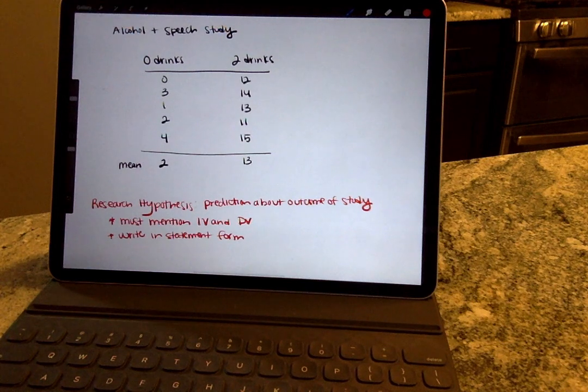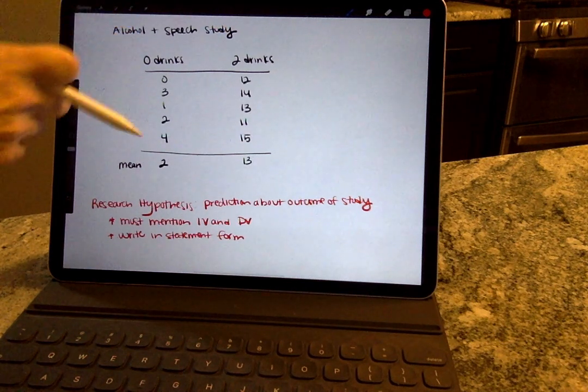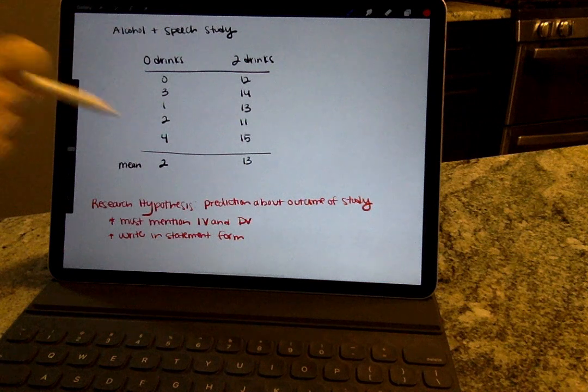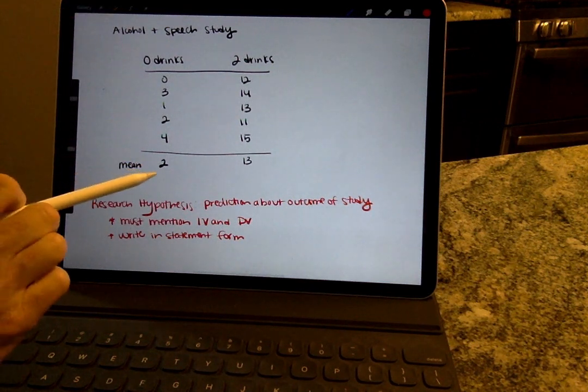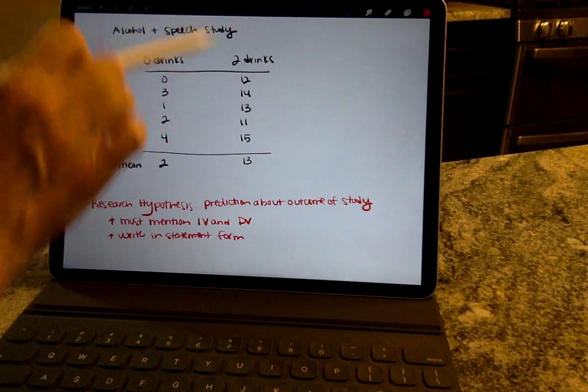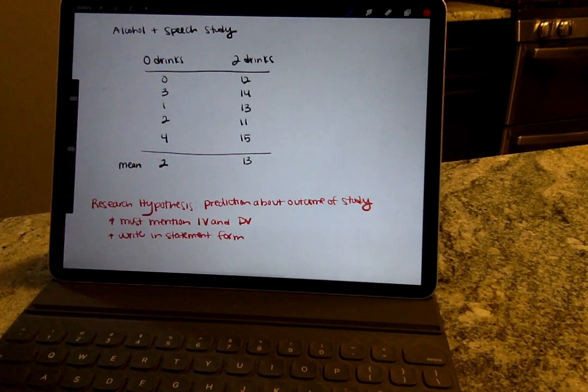They've got 0 or 2 drinks, they drank or don't, they read tongue twisters, and these numbers represent the number of mistakes they make reading those tongue twisters. So in the 0 drinks group, the average number of mistakes is 2, and in the 2 drinks group, the average number of mistakes is 13.